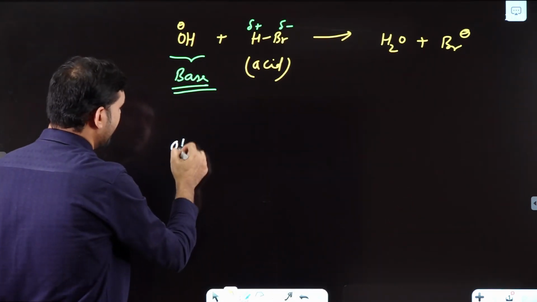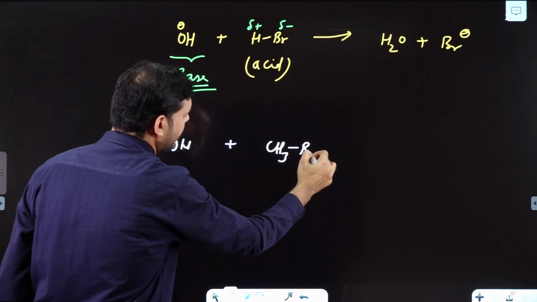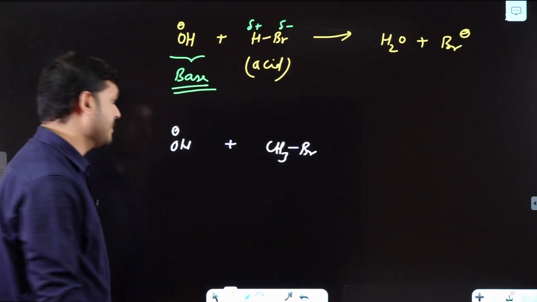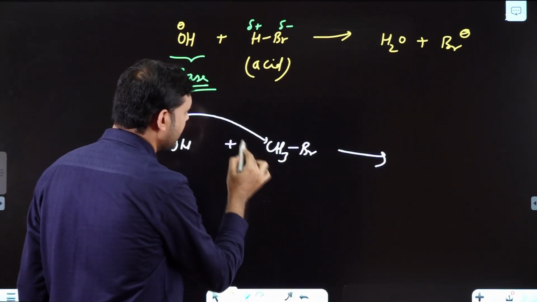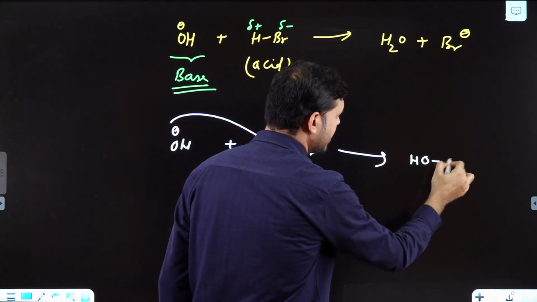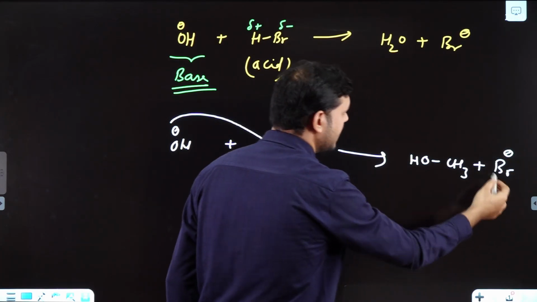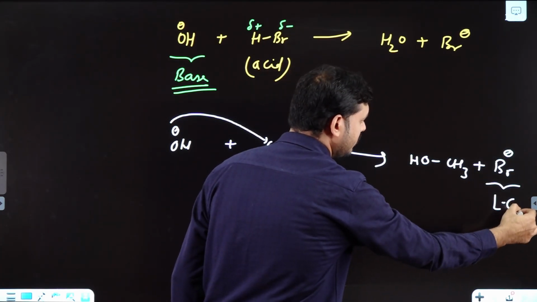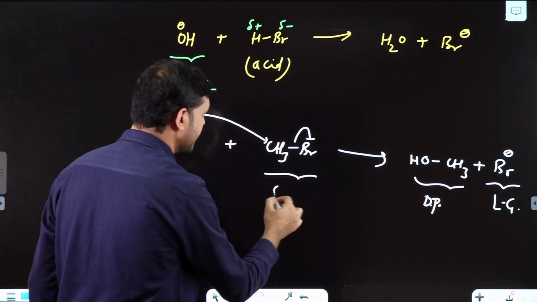Okay, and OH minus is your base here, simply an acid base reaction. Now if I say OH minus with CH3Br, I kept the leaving group the same. What will happen here? This OH minus will attack this carbon and this Br minus will be removed. So it will form OH CH3 plus Br minus. See, this is again the leaving group. This is your desired product. This is your substrate.